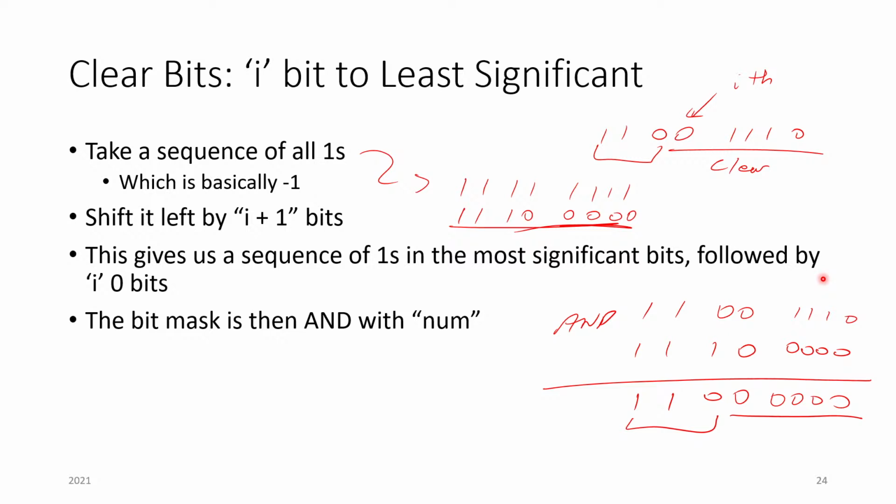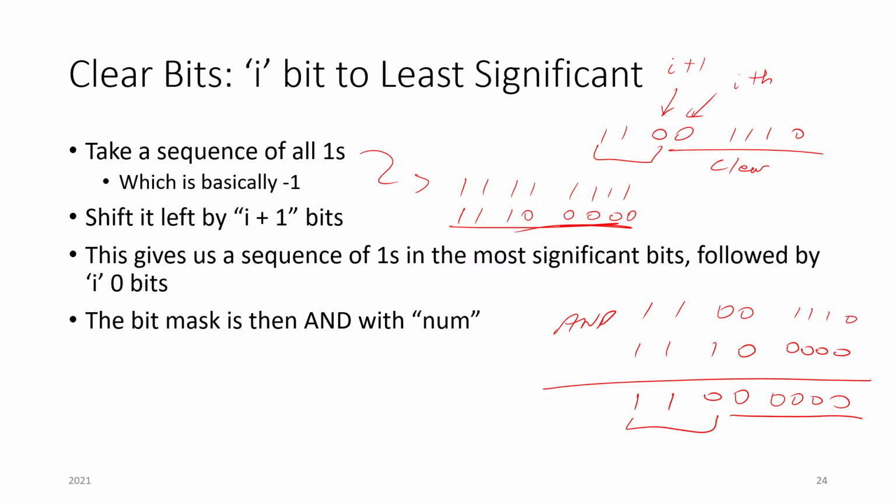If we are clearing from the ith bit to the least significant, we start with a full bit sequence here of all 1s, and then we just shift all those bits to the left up to I plus 1. So if this is ith here, this position here will be I plus 1. And when we do that shift, all bits up to I plus 1 will become 0, and all the remaining bits will become 1. So that's how you come up with these bit masks for each one.